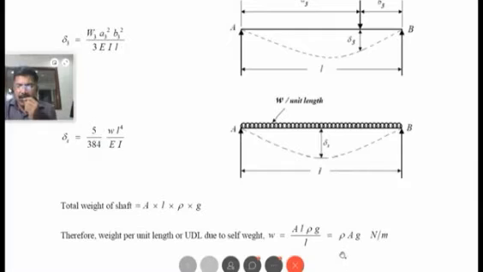So whenever you are given rho, density, in a problem of the shaft, you have to consider the self weight, the UDL due to self weight W.